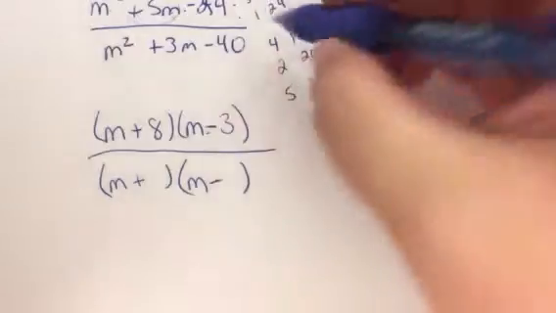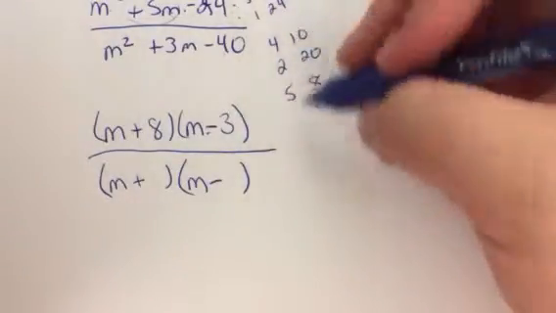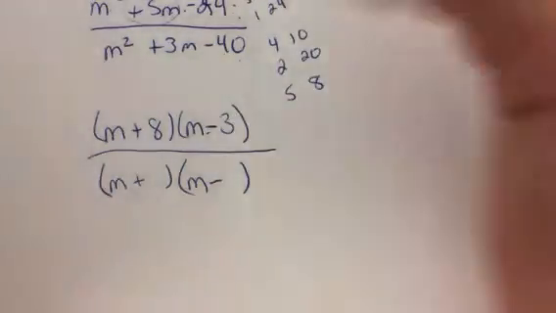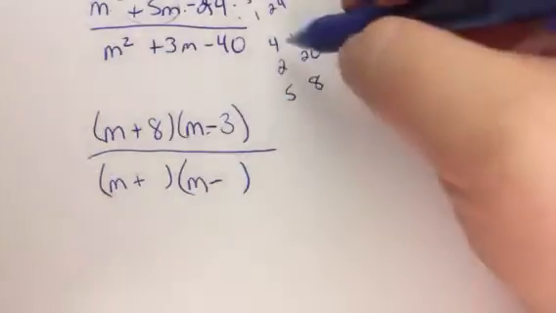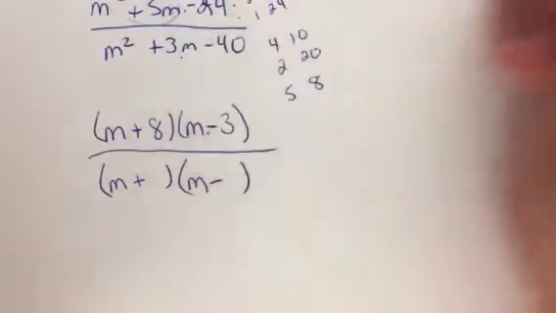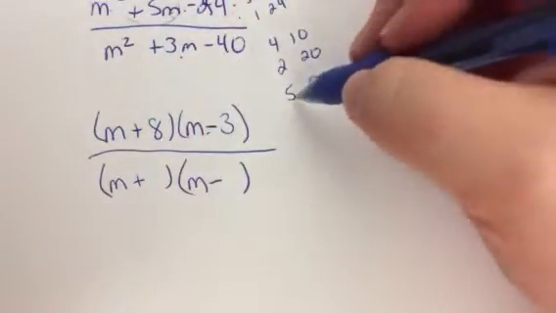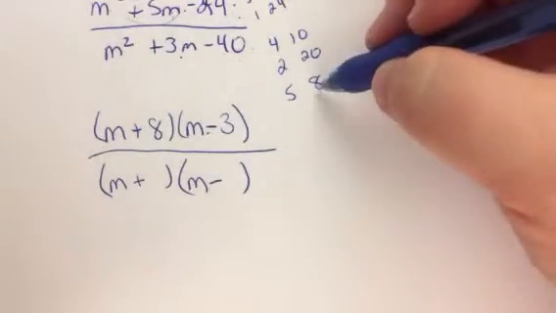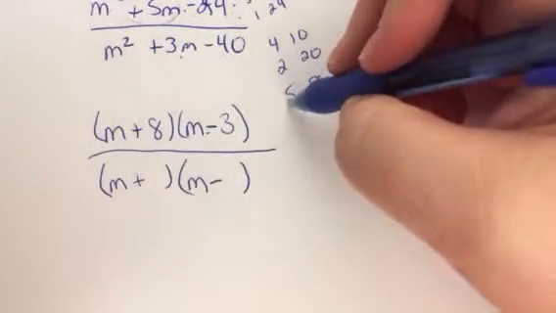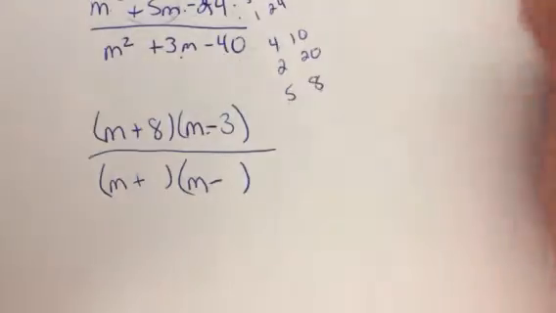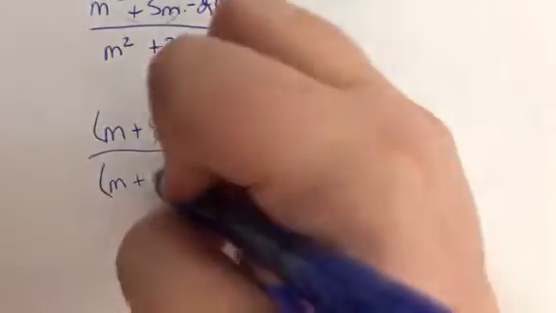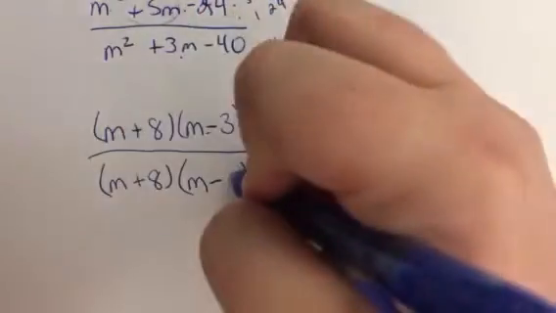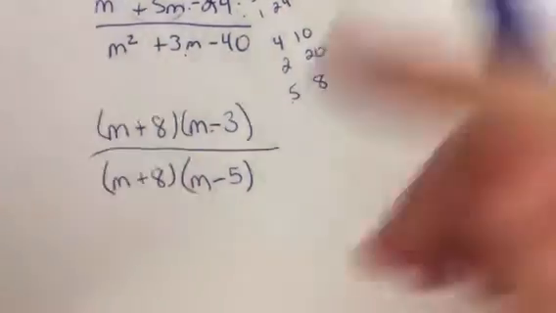Let's see, I think that's about got it. I'm probably missing something somewhere. Anyway, okay, so here we go. If we look at 4 and 10, there's no way to add that together to get a positive 3. 2 and 20, again no, but we have the 5 and the 8. If we have a positive 8, a negative 5, add those together, that's going to give us a positive 3. So our 8 is positive and our 5 is going to be our negative.